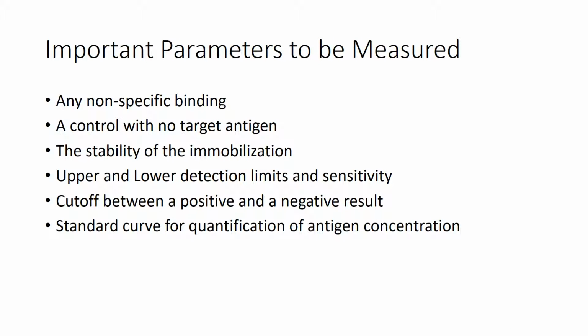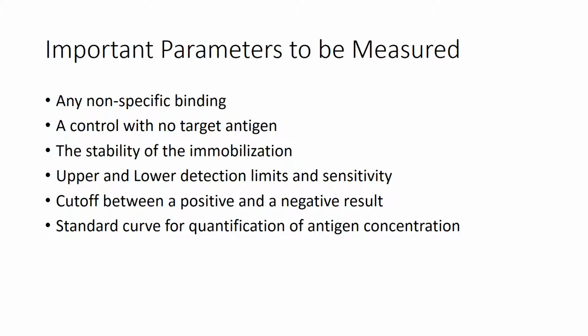So some of the important parameters to be measured are mentioned here. You're going to want to test any of the non-specific binding. You can do this with a control with no target antigen, for instance. You also want to test the stability of the immobilization technique that you choose. You'll want to determine the upper and lower detection limits of your assay and the sensitivity before you begin the test. And then you'll determine a cutoff between a positive and negative result.